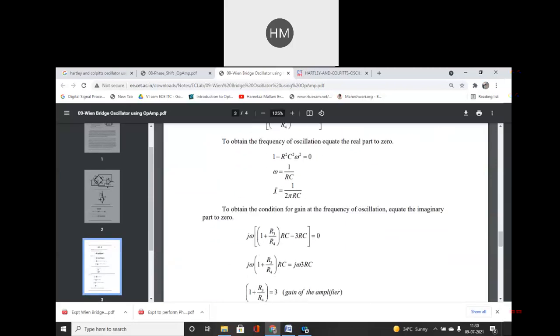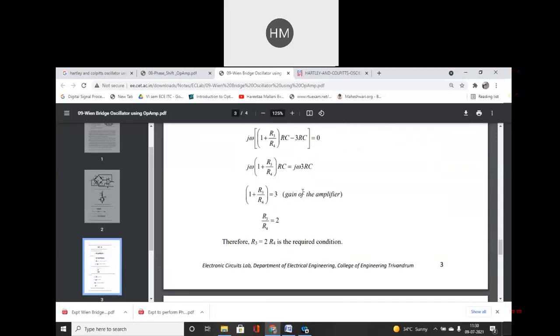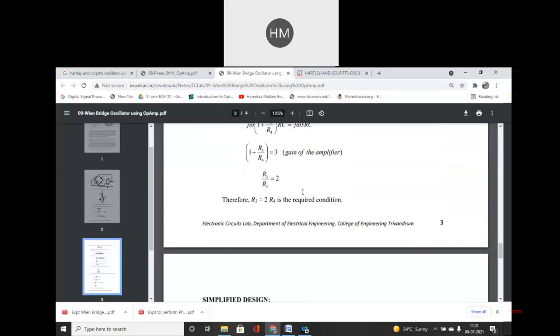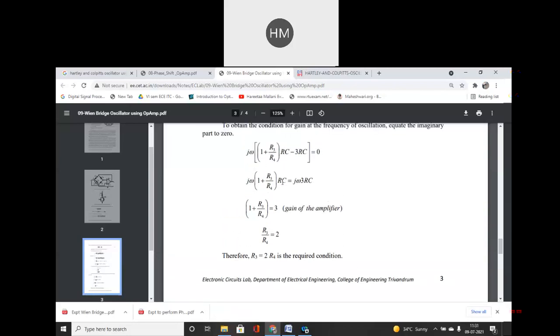If we simplify this, we will get an equation: F is equal to 1 upon 2 pi RC, which is very important, which gives your frequency of oscillation equation. So how many equations do I need to remember? AV is equal to 1 plus RF by R1, then F is equal to 1 upon 2 pi RC. This generates my frequency of oscillation. And one basic condition is that R3 is equal to 2 times R4, the required condition for gain of the amplifier. We are getting these equations by simplifying this derivation.